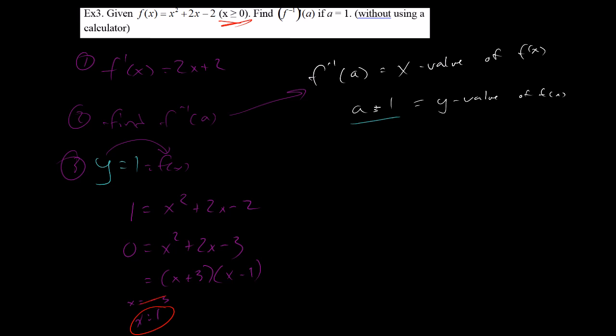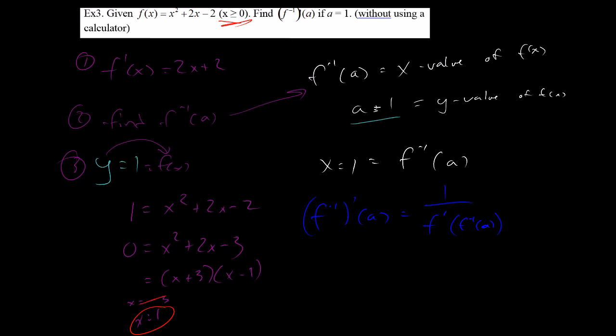And what is our x value equal to? X is equal to 1. And our x value is equal to f inverse of a. So now, if we want to bring it all home, we want to find the derivative of the inverse at a, we know it's equal to 1 over the derivative of f evaluated at the inverse function at a.